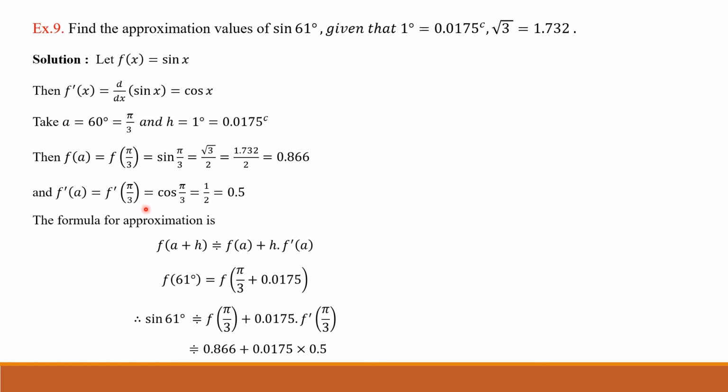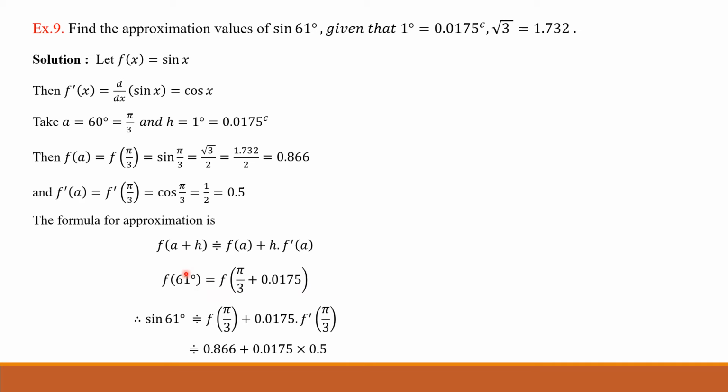Also find f dash of pi by 3. f dash of A equal to f dash of pi by 3 equals, here f dash of x is cos x, hence cos pi by 3. Cos of 60 degree equals 1 divided by 2 equals 0.5. The formula for approximation is f of A plus h is equal to f of A plus h into f dash of A. f of A plus h is 61 degree. Converting, the value of A is pi by 3 and h is 0.0175, converting 60 degree and 1 degree in radian.